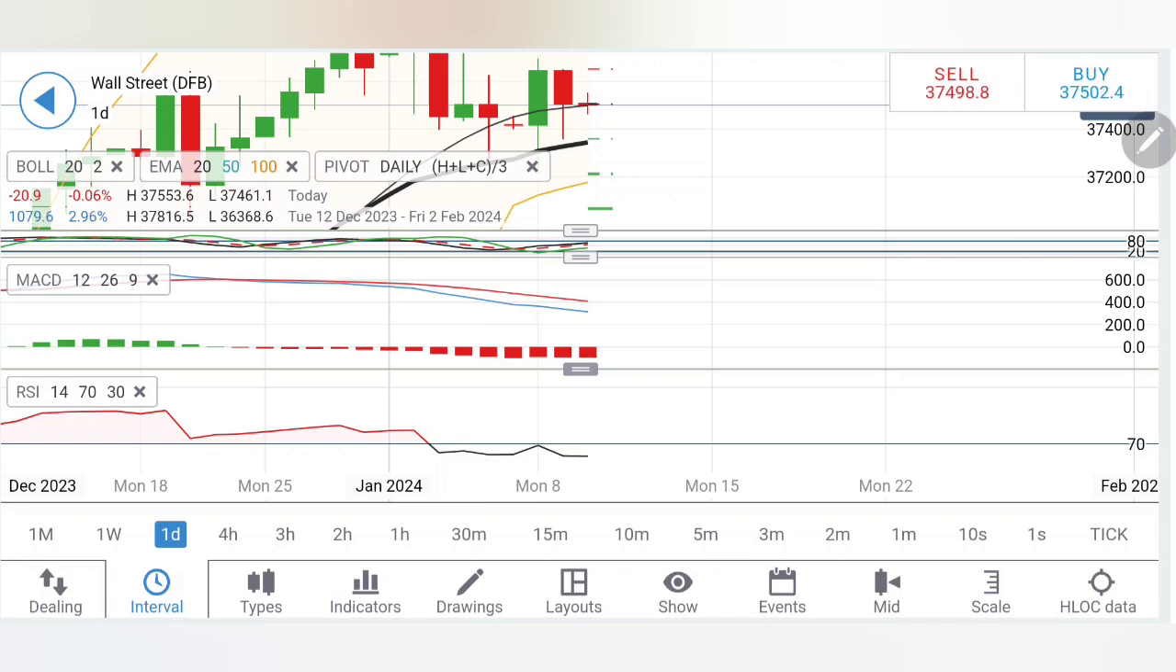On the upside, you can buy here at 37,560, expect 600, then 630, then 663 resistances. And if it breaks past 37,700, beyond 37,700, we can see sky is the limit for Dow Jones, and it is going to continue with the rally here.